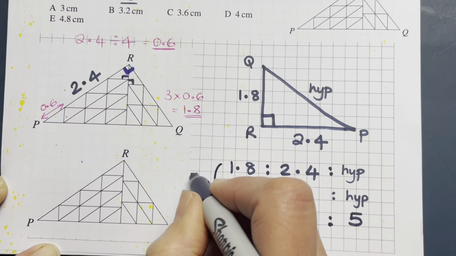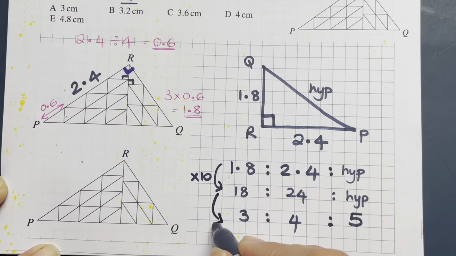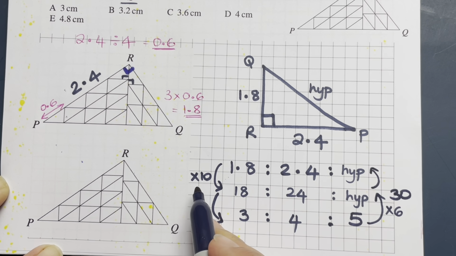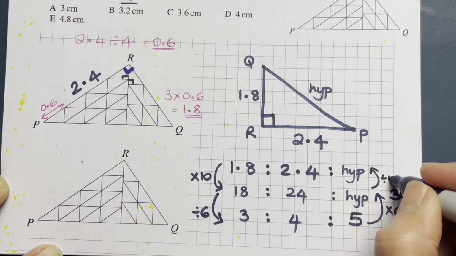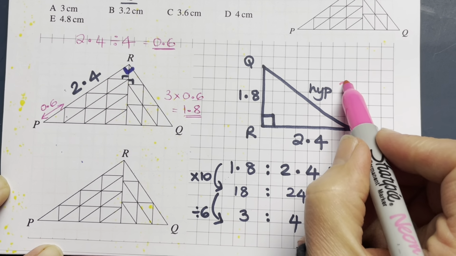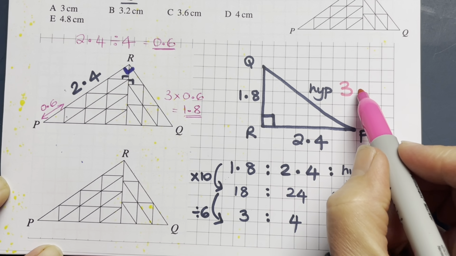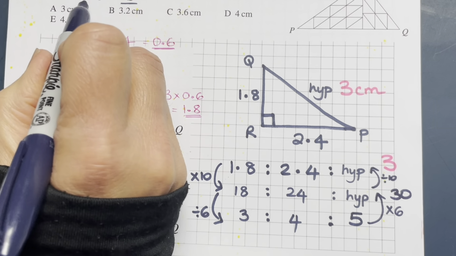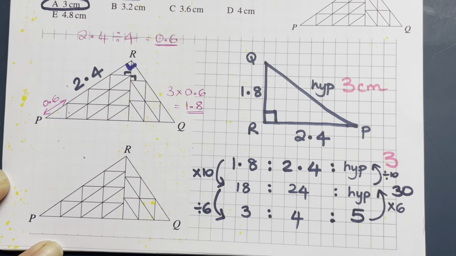So we know that here we multiplied by 10 and then we divided by 6. If we're coming back this other way, instead of dividing by 6, I need to multiply by 6. That means this hypotenuse here would be 30. And then finally, instead of multiplying by 10, I need to divide by 10. So this hypotenuse, let's use a different colour to make it a bit clearer for you to see, is going to be 3 centimetres. Okay, so the answer to question 15 is A, 3 centimetres.